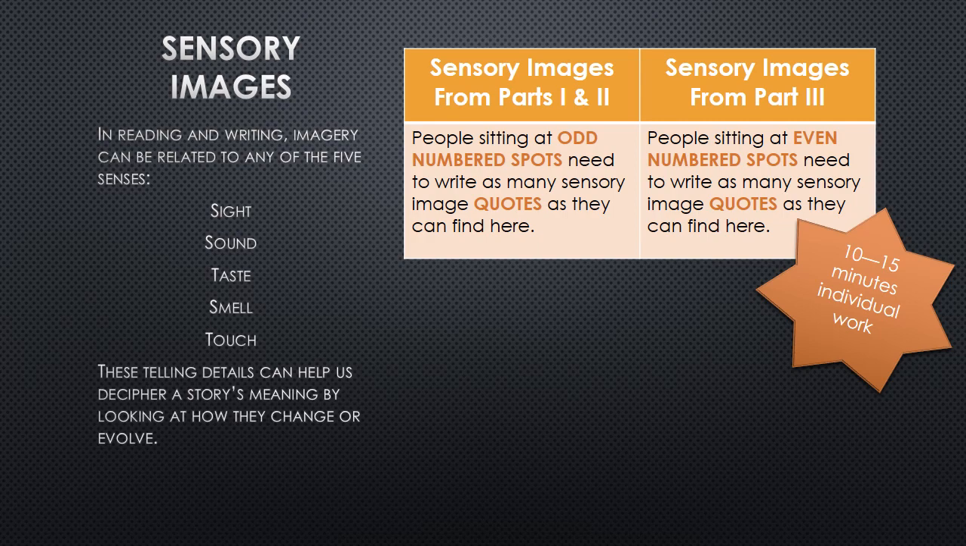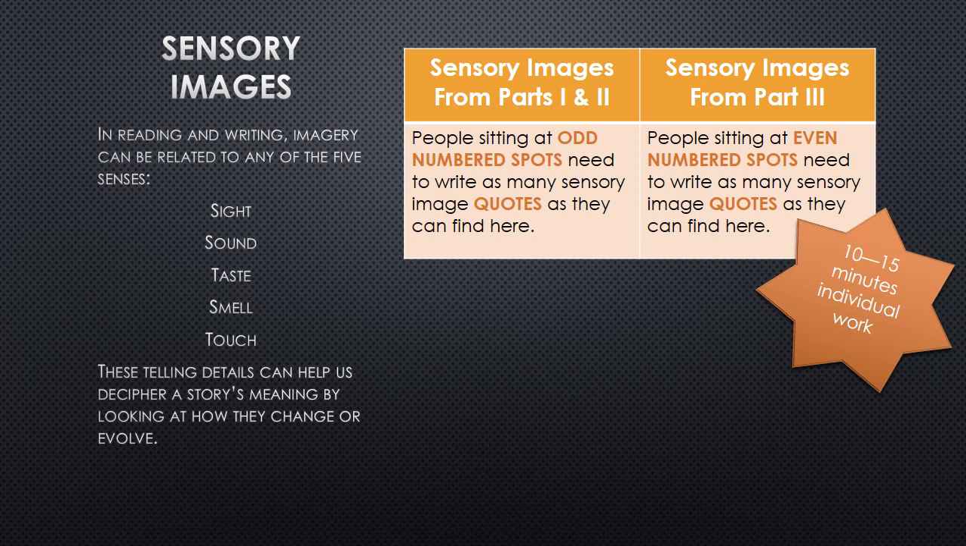And we also have talked about how the narrative perspective shifts and all of that. But today we're going to be talking about something a little bit different from those sections, and that's something that we call sensory images. So if you're wondering what is a sensory image, if you read the slide, it says in reading and writing, imagery can be related to any of the 5 senses: so sight, sound, taste, smell, or touch. And most, if not all of those, are present somewhere in the story.